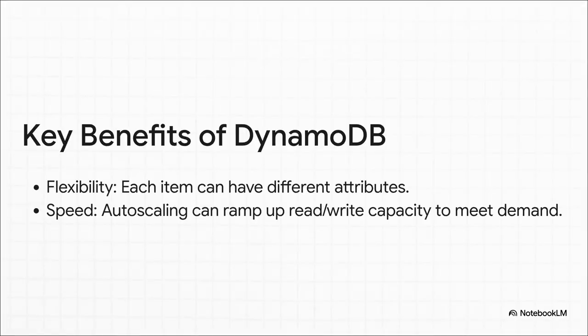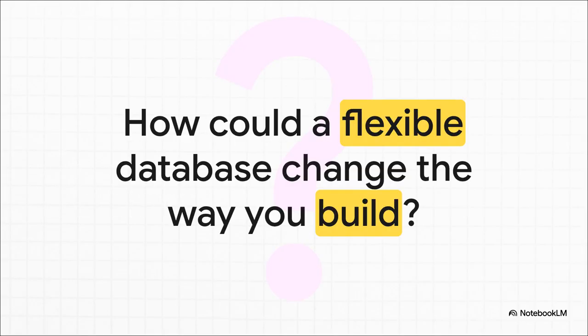So let's just recap the key benefits here. First, flexibility. Every single item can have its own unique structure. And second, speed. You can scale your engines, your capacity, up or down to meet any demand. It's the best of both worlds. So I'll leave you with this question to think about. How could a super flexible, schemaless database like this one completely change the way you build your next project? When you're not locked into rows and columns, what new possibilities open up?